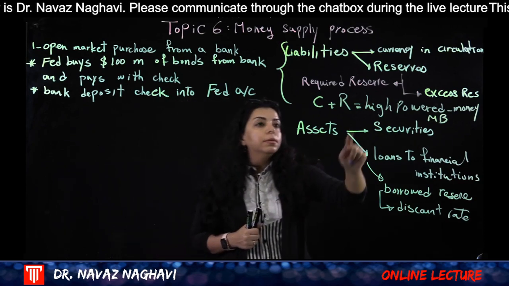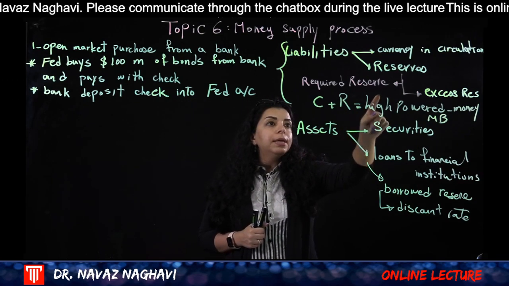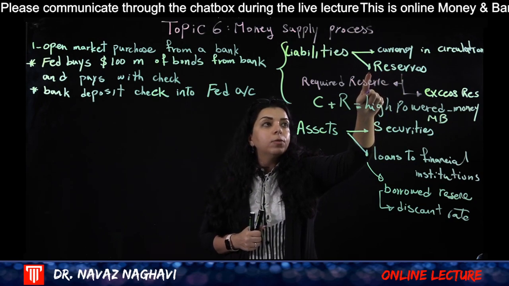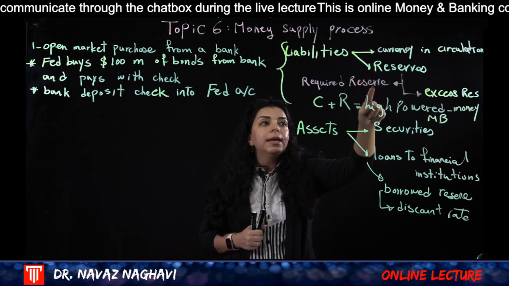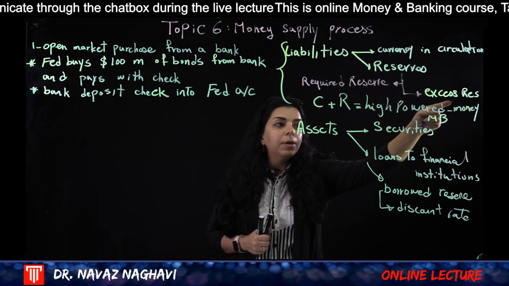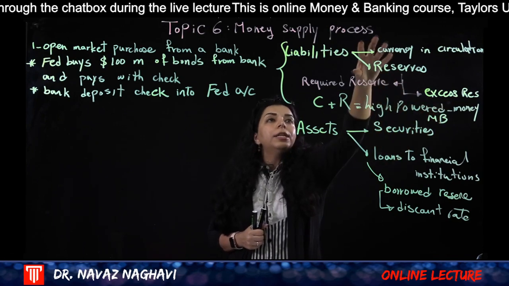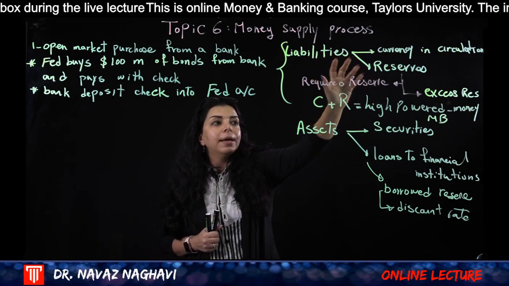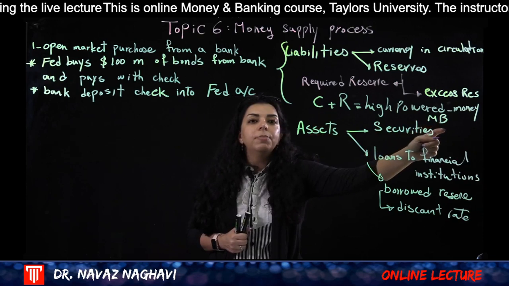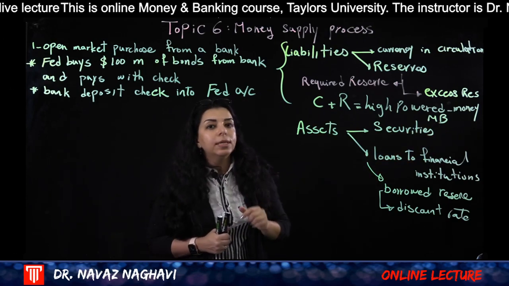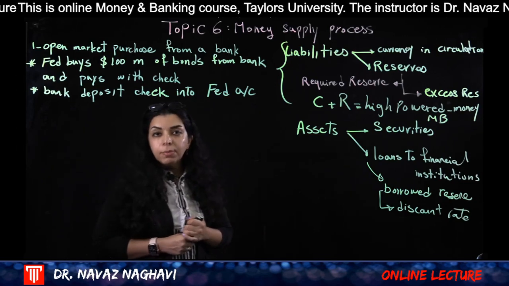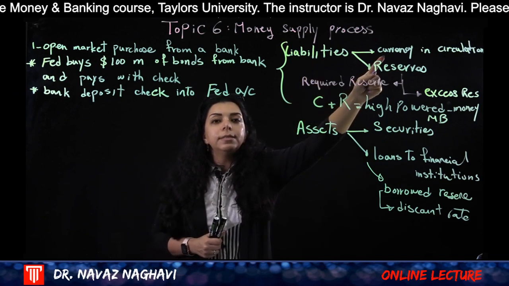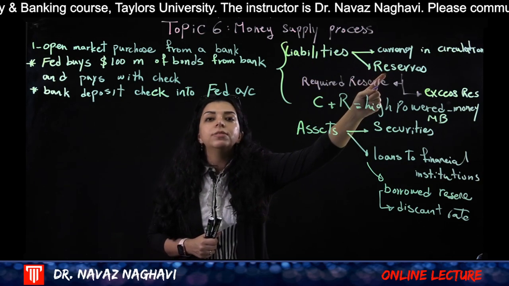Then we remember that reserves are the amount that can be both deposited at the central bank and held by the banking system. So any change in the liability side of the central bank is going to affect the monetary base, or money supply. That's why, if you want to know whether the money supply in the society is going to decrease or increase, you should know whether the currency in circulation is changing or the reserve is changing.